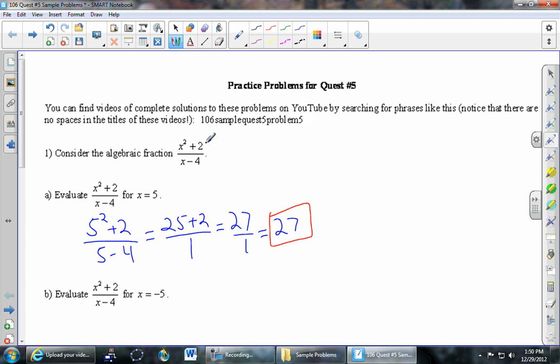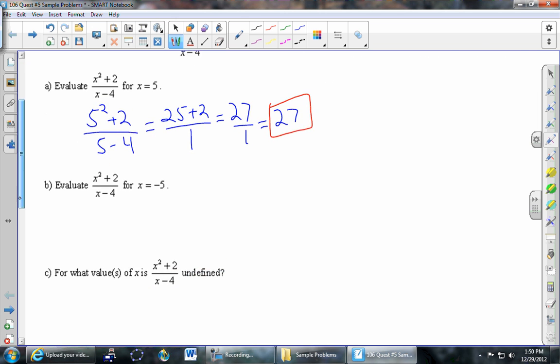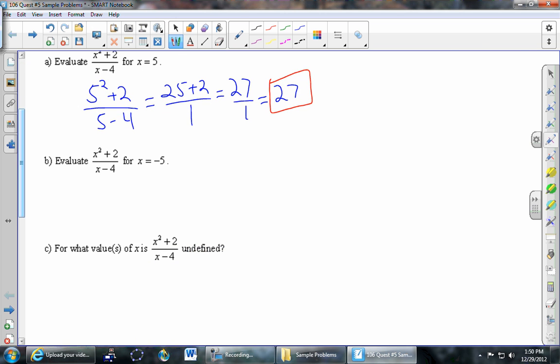Part B, evaluate that same fraction for x equals -5. Maybe we're expecting the answer will just be -27. Let's see what happens. All the x's now become -5. So -5 squared plus 2, over -5 minus 4. I am missing something, and I'll get the wrong answer if I leave it like that. Even if I type it into the calculator, I'll get the wrong answer.